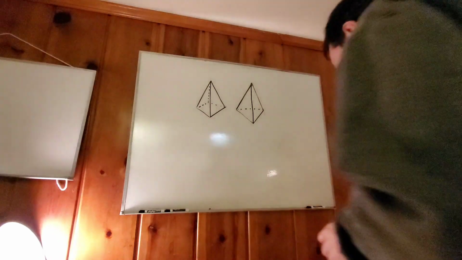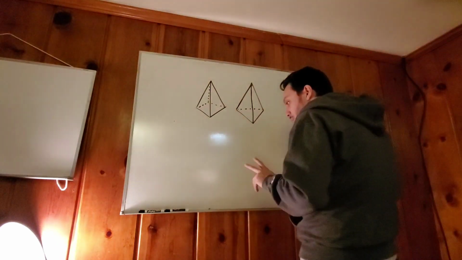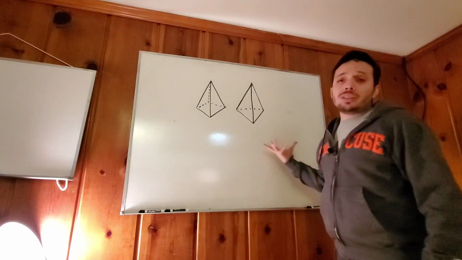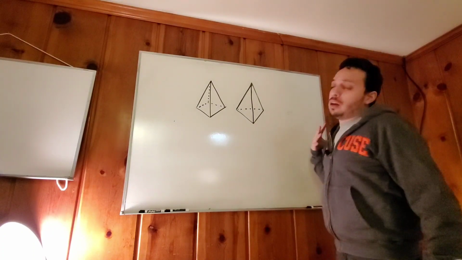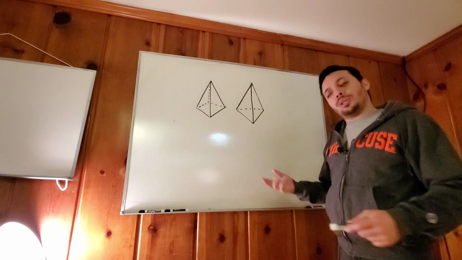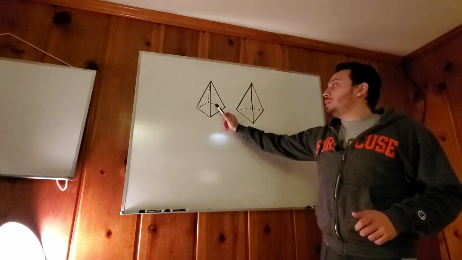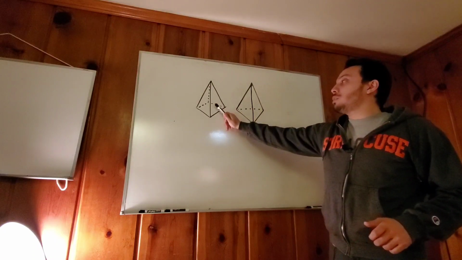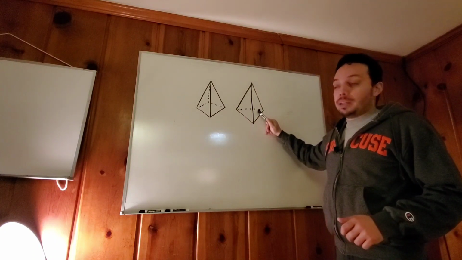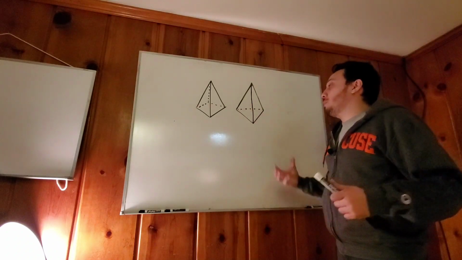On the board I drew two types of pyramids. I'm not going to draw the third type that you have in your book because it's a pentagonal pyramid, and we don't really use that one as much. We use mostly this one or this one. This one is a square pyramid, and this one is a triangular pyramid. So they both are pyramids.